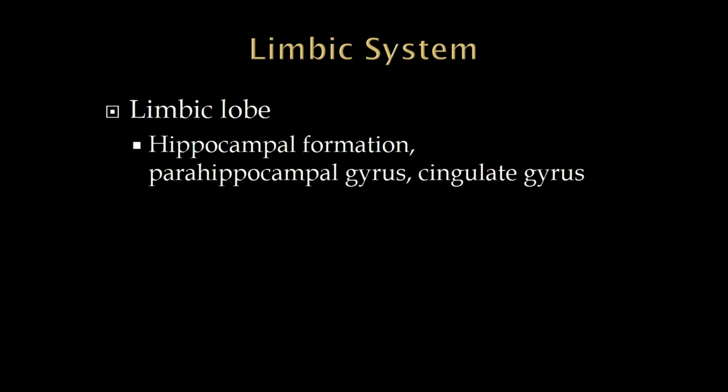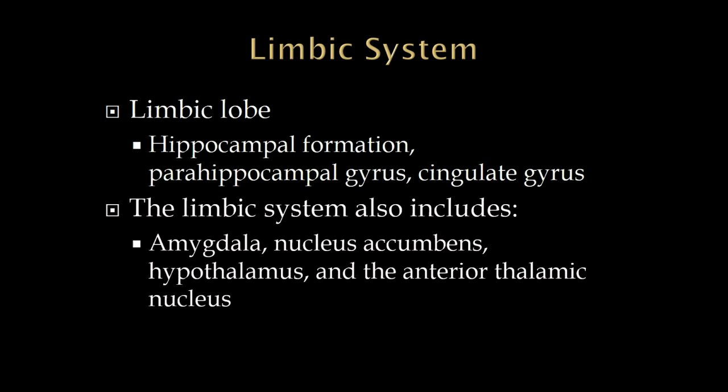The terminology here can be a bit confusing. Some refer to a limbic lobe, and the limbic lobe consists of the hippocampal formation, the parahippocampal gyrus, which we pointed out this morning, and the cingulate gyrus, which we also pointed out this morning. But there's a system that involves several other areas. I think the distinction here is probably not that important, but you do need to know each of these areas and that they're all part of the limbic system working together. So the amygdala, the nucleus accumbens, the hypothalamus, and a nucleus of the thalamus called the anterior thalamic nucleus, all of these together constitute part of the limbic system.